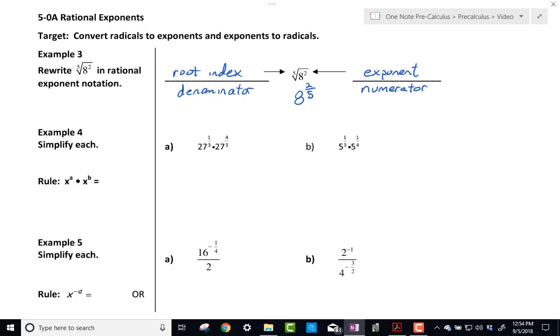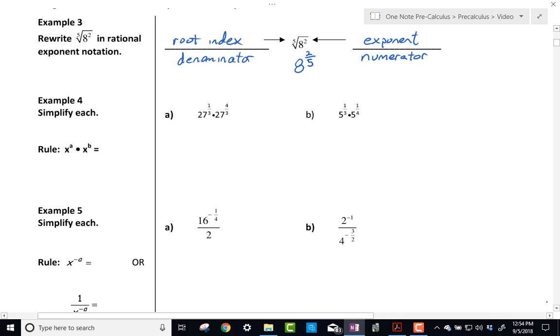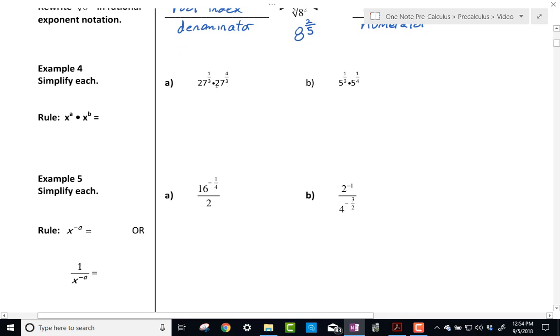Now, why do we need to know how to do this? Because you cannot take the 5th root of 8, and I'm just going to knock off the 2 for now, and multiply it by the square root of 8. I can't do that because my root indexes are not the same here. So that's a no-no. But if I change these to rational exponents, to fractional exponents, then I can do that work. All right? So number 4 says, let's take a look. I want to do 27 to the 1/3 power times 27 to the 4/3 power. What's the rule for multiplication?